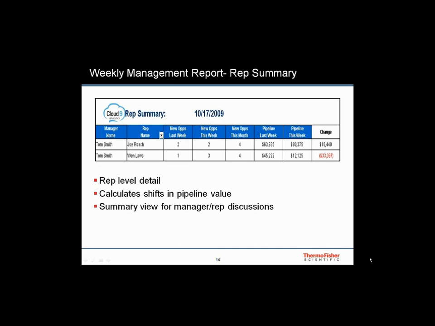In this particular example, you can see that we're capturing new opportunities this week, new opportunities last week, and new opportunities for the month. We're also pulling in pipeline information, so pipeline last week, pipeline this week, and then we're calculating the change as well. We also include other things like additional pipeline categories as well as closed business. So this is a great snapshot at the rep level to understand the activity that's taken place within the given month for a specific rep.